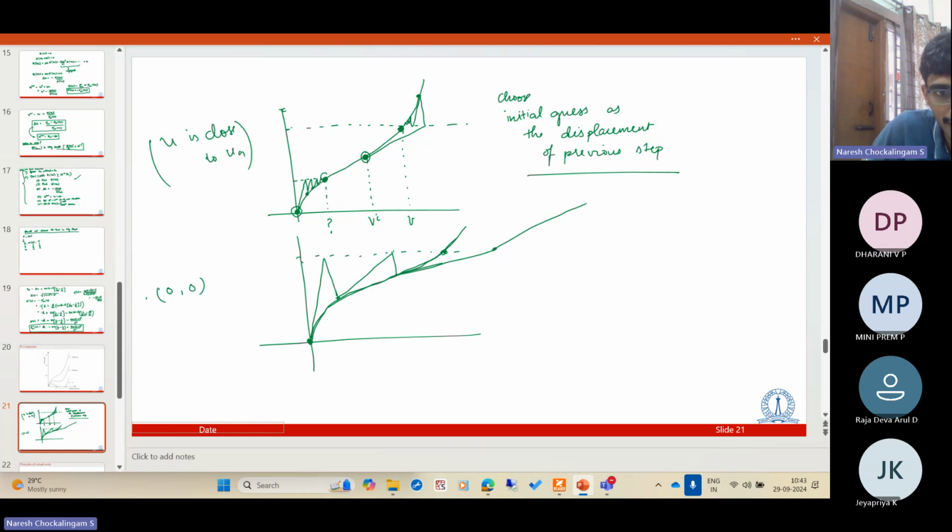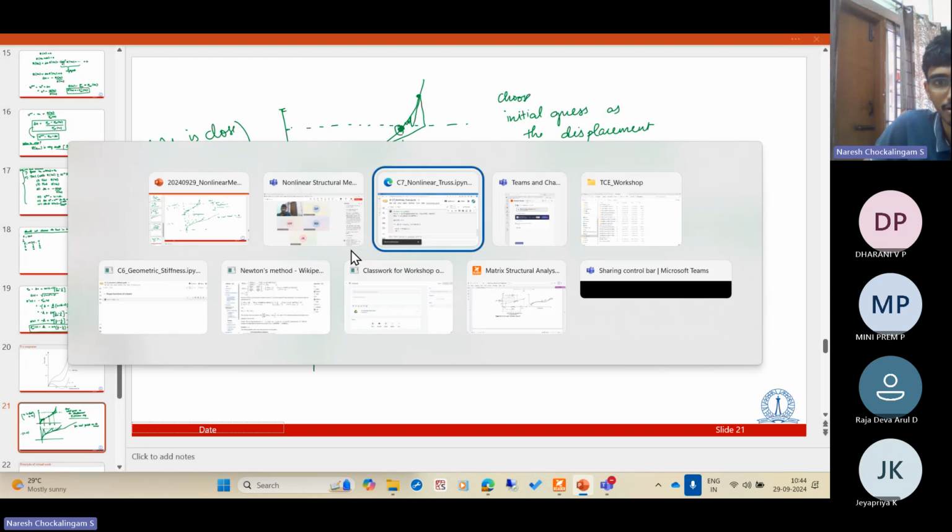And therefore, you start with a guess estimate. Since you are increasing in small steps, you can start with an estimate that is just the previous displacement value. So if I want to find out the next displacement value, I'll start with V here, because I know this point is actually lying on the curve. So whenever you want to use Newton-Raphson, you need to start with a guess that is on the curve. If you start somewhere else, it's not going to converge. Okay. So we'll do that.